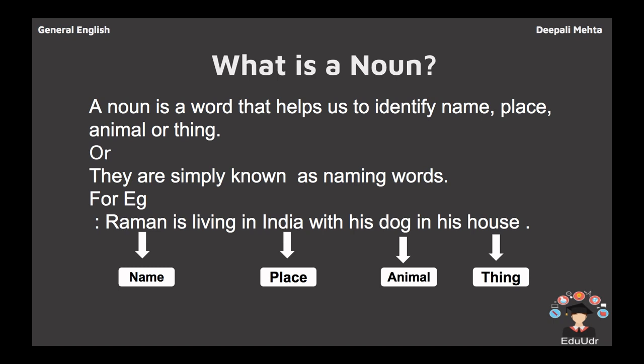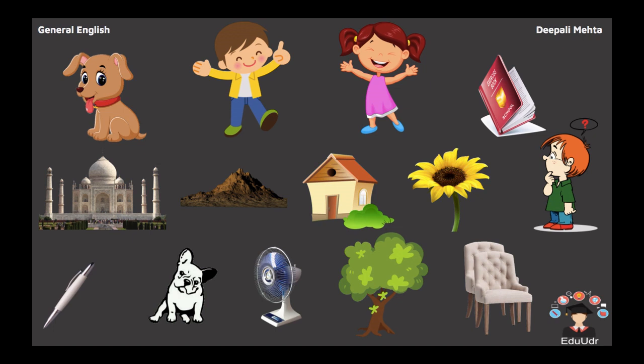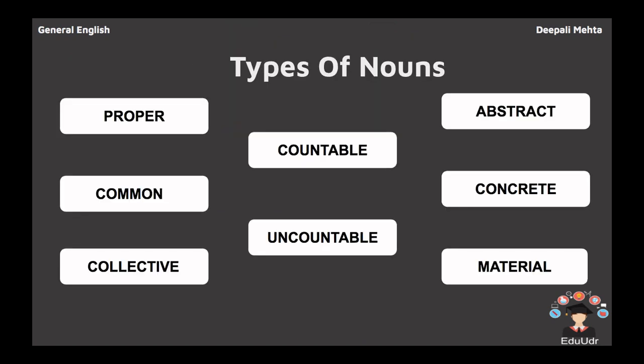Now, as we know, everything in the world is a noun. Every object has a name. So we need to classify these objects under certain categories. There are 8 types of nouns: proper noun, common noun, collective noun, abstract noun, concrete noun, material noun, countable noun and uncountable noun. We will study these 8 types of nouns. First we start with proper noun.